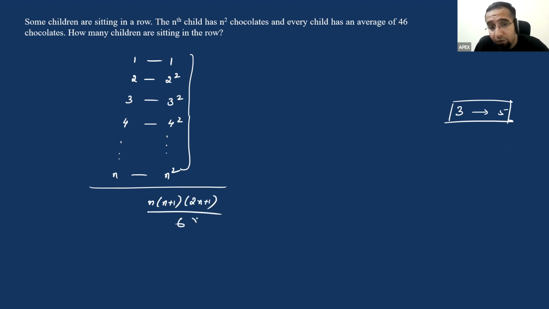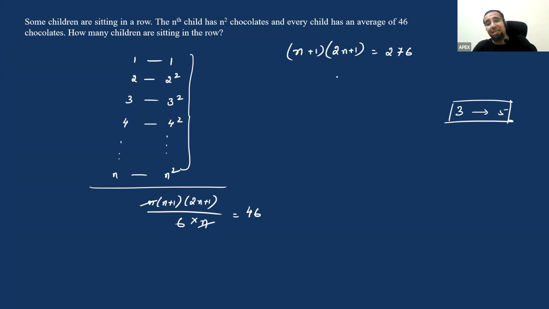Sum divided by number of students. This average should be 46. So if I cancel this, n into n gets cancelled here. So eventually what do we have here, guys? We have n plus 1 into 2n plus 1 is equal to 6 6s are 36, 6 I carry 3, 6 4s are 24, 24 plus 3 is 27, 276.